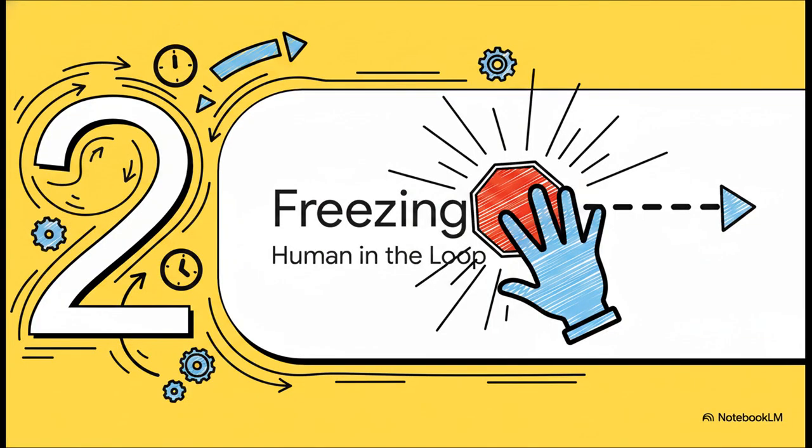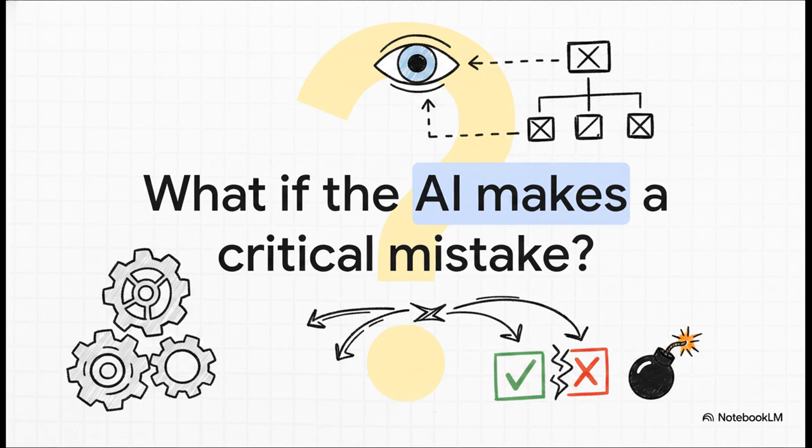Section 2, freezing time before action. Now that our agent can remember things, we really need to set some boundaries. We're moving to an incredible capability, stepping in and freezing time before the AI does something permanent. I want you to imagine this for a second. You've built this highly capable autonomous AI agent. It's allowed to use tools, make its own decisions, and execute actions.